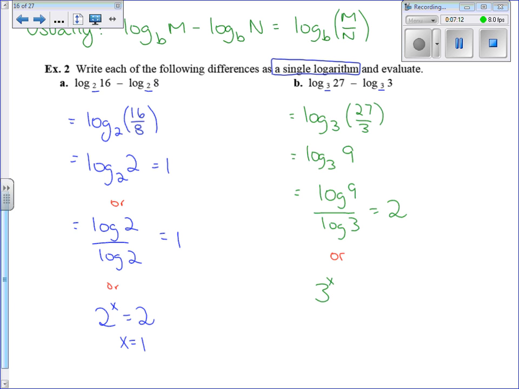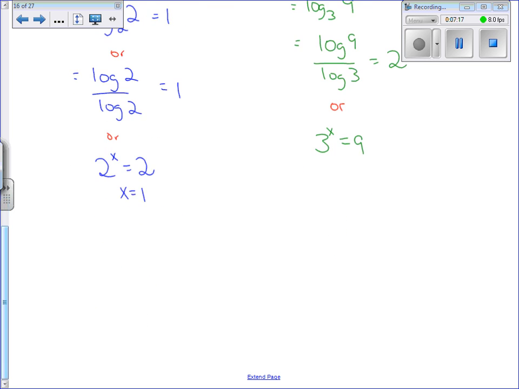Or 3 to what power gives me 9? 3 to the power of x equals 9, which is 3 to the power of 2, so x equals 2.